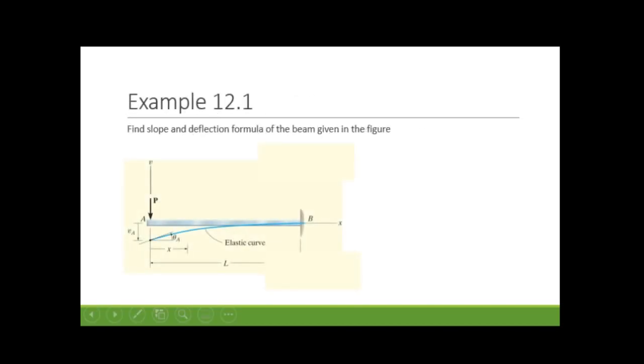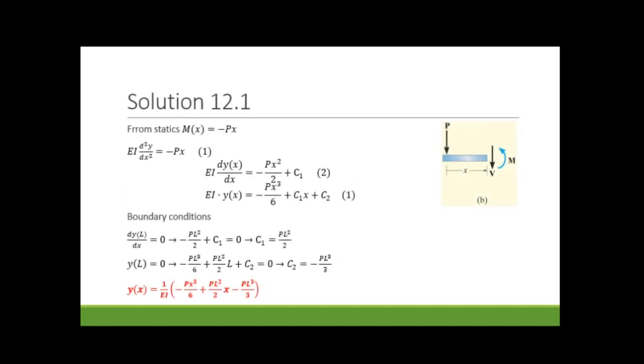So the best thing is to start with example 12.1, where we have a point load at the end of the beam. At point B, we have a fixed support. We want to find the slope and deflection formula of the beam given in the figure. So first of all, I want to derive the moment function. I don't want to start with the loading.